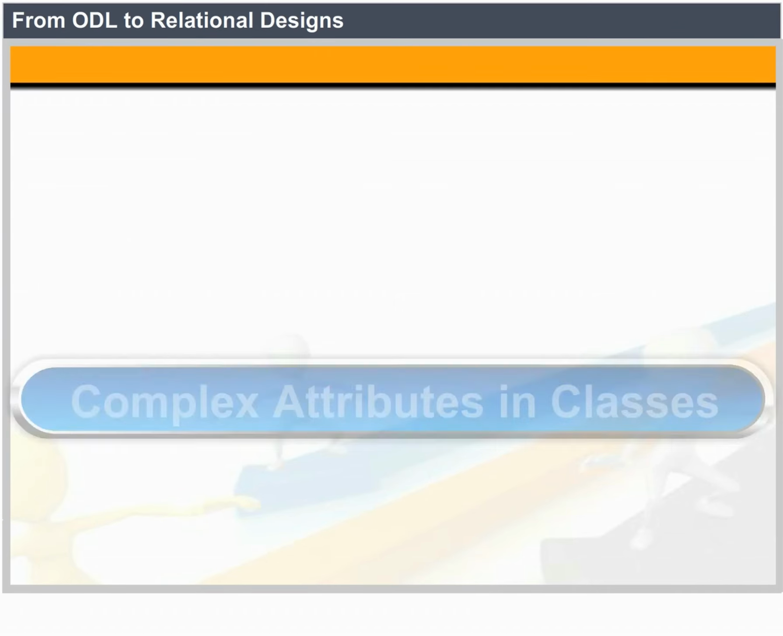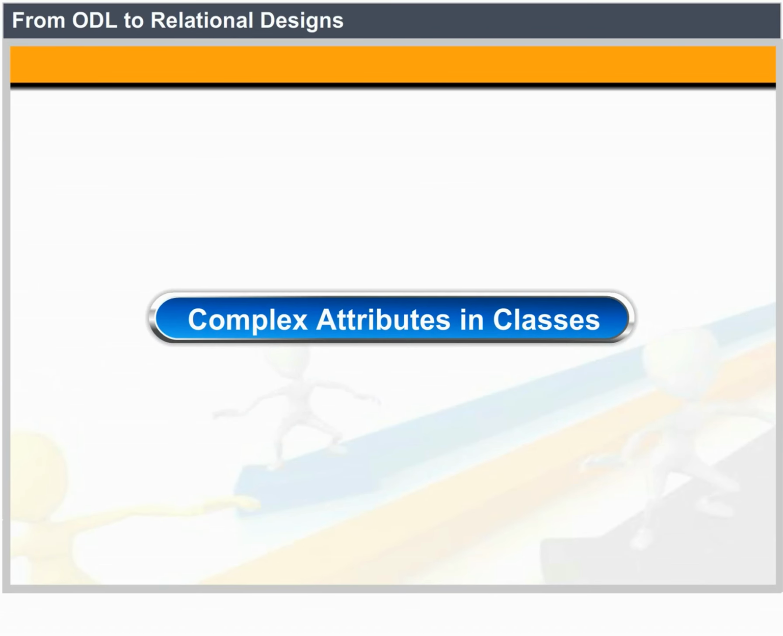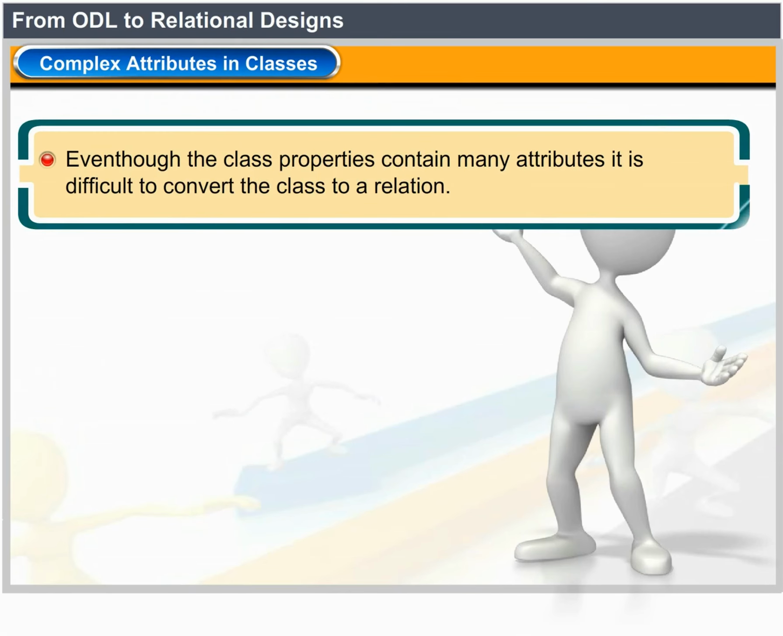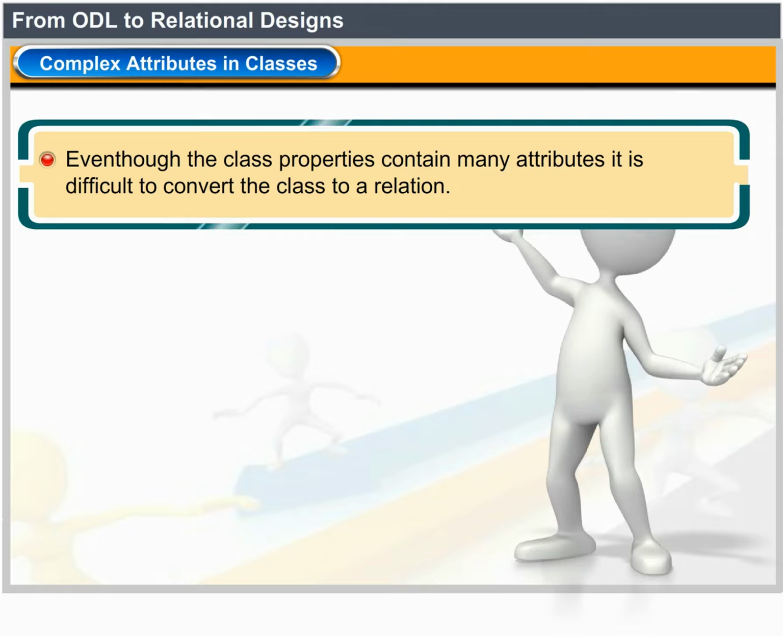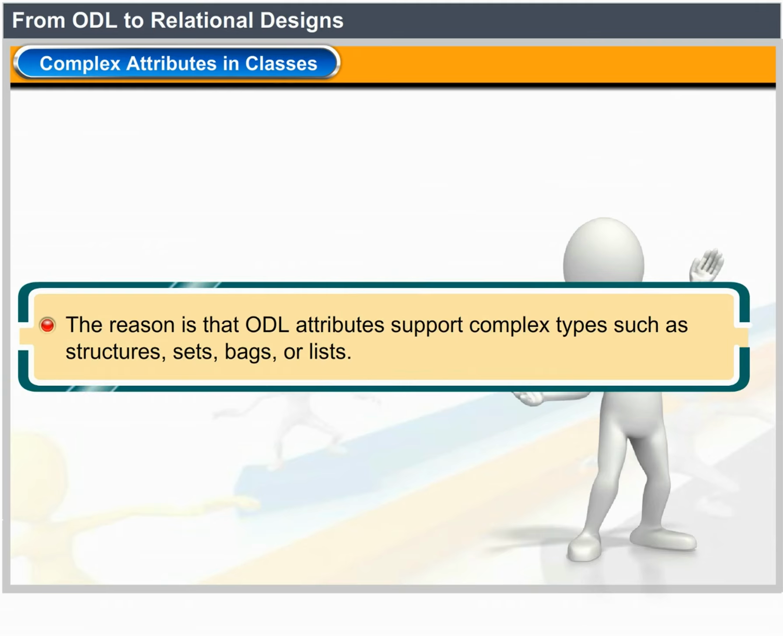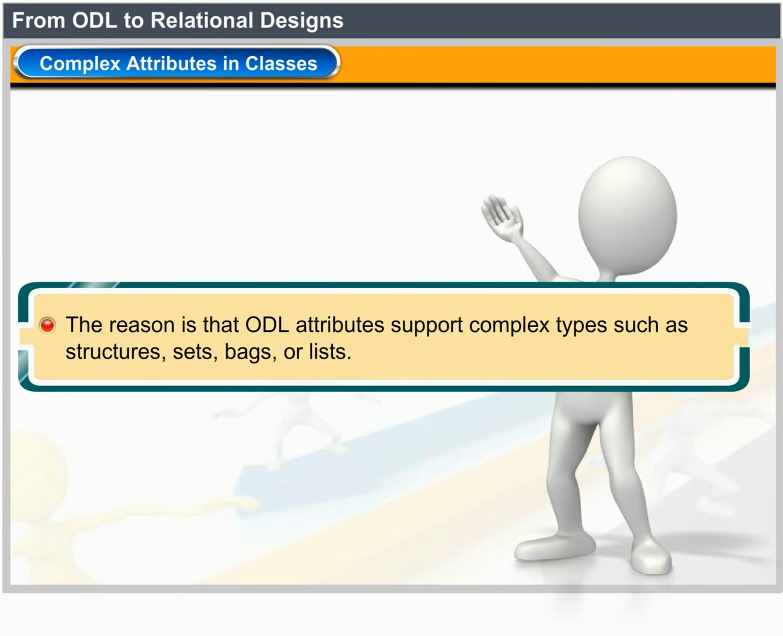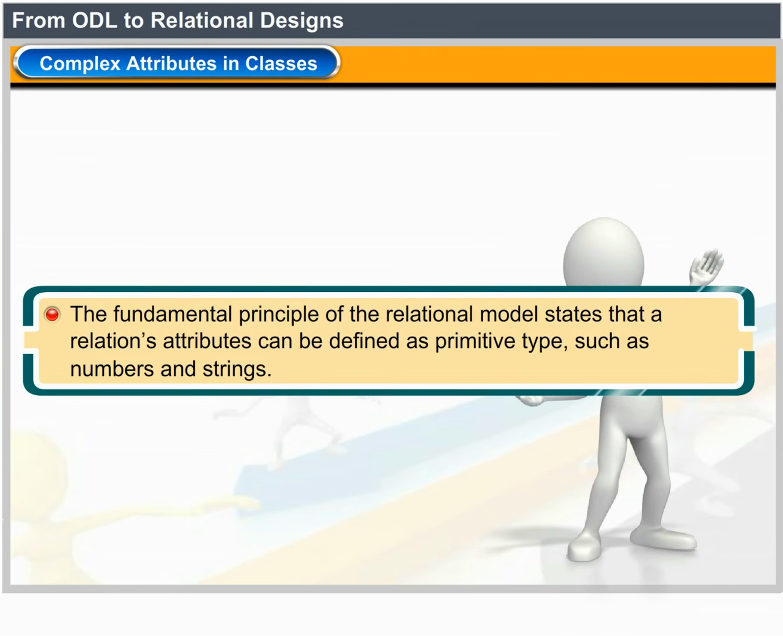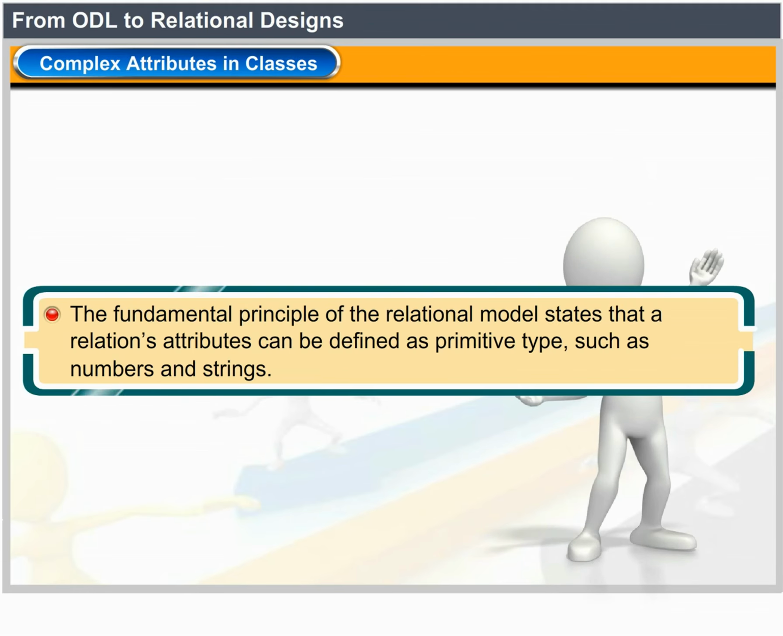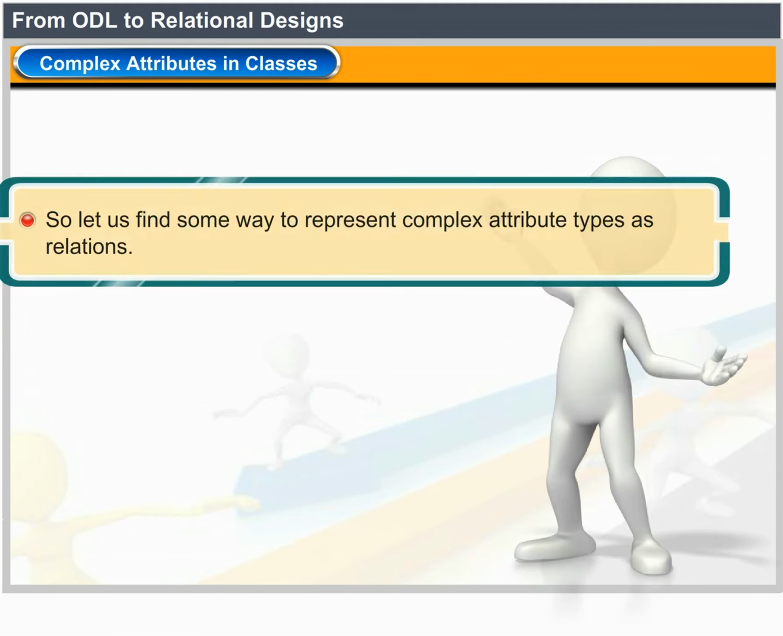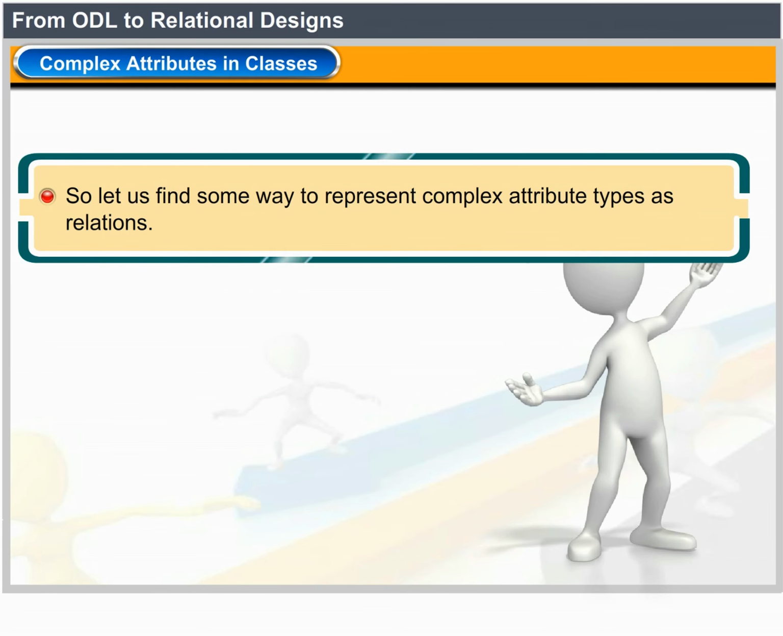Complex attributes in classes. Even when a class's properties are all attributes, we may have some difficulty converting the class to a relation. The reason is that attributes in ODL can have complex types such as structures, sets, bags, or lists. On the other hand, a fundamental principle of the relational model is that the relation's attributes have a primitive type, such as numbers and strings. Thus, we must represent complex attribute types as relations.